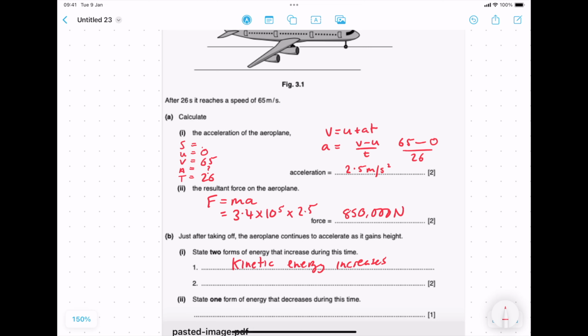And then the other energy that would be increasing is the object, in this case, which is the plane, is gaining height. So when you move an object up through a vertical distance, so for example, if you're walking up a stairs or you move a box from the floor onto a table, that object gains gravitational potential energy because you are doing work against gravity. So the other increase is gravitational potential energy.